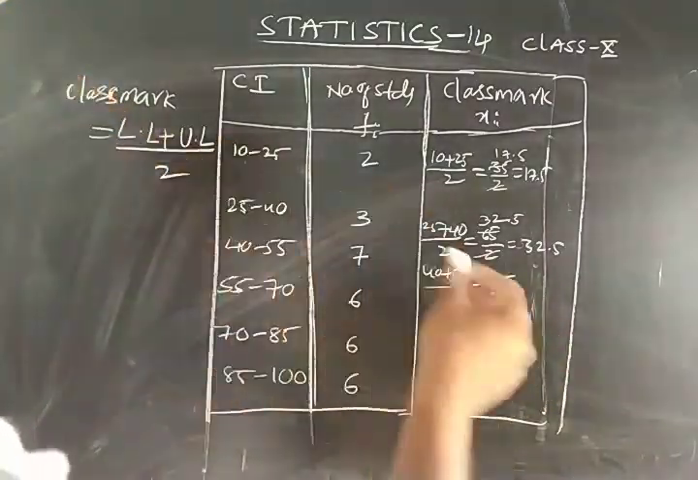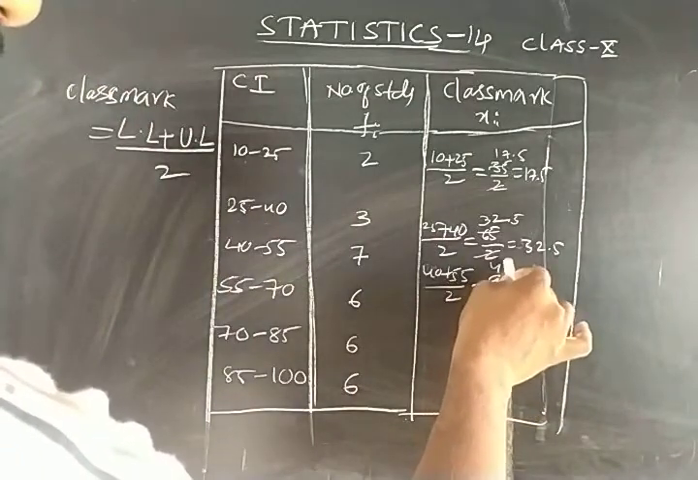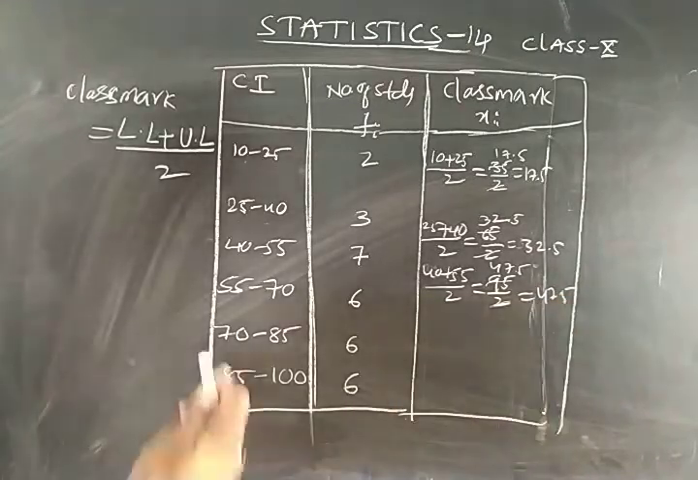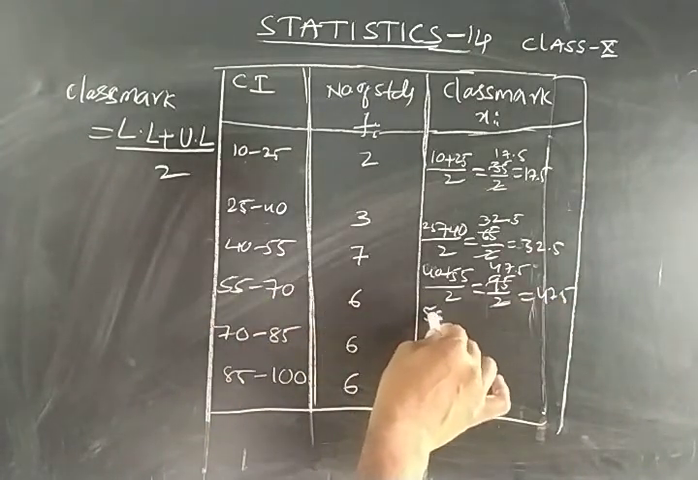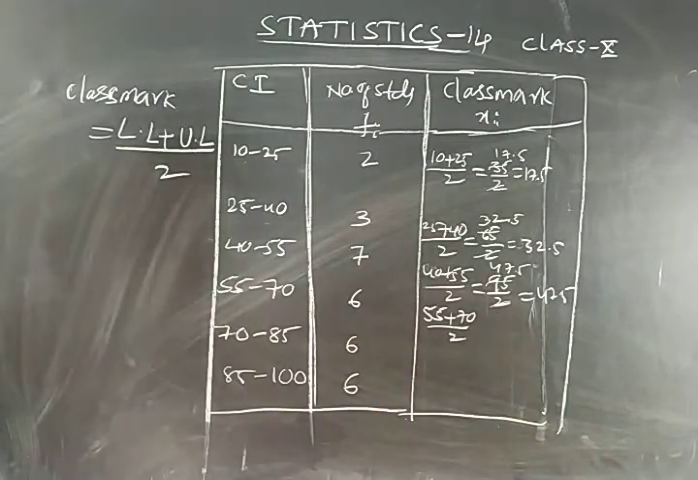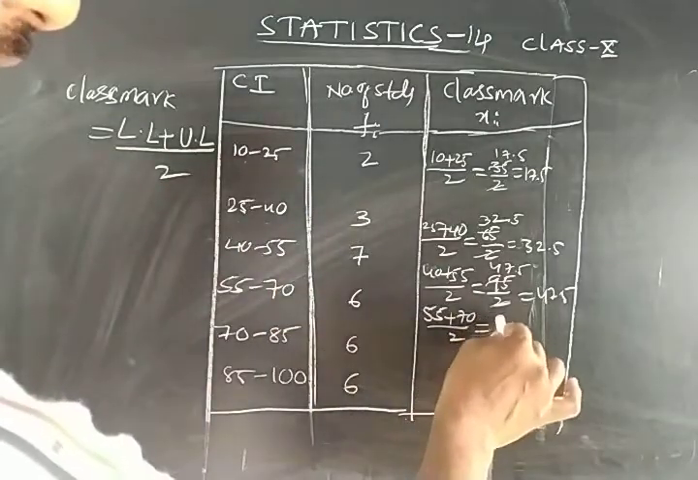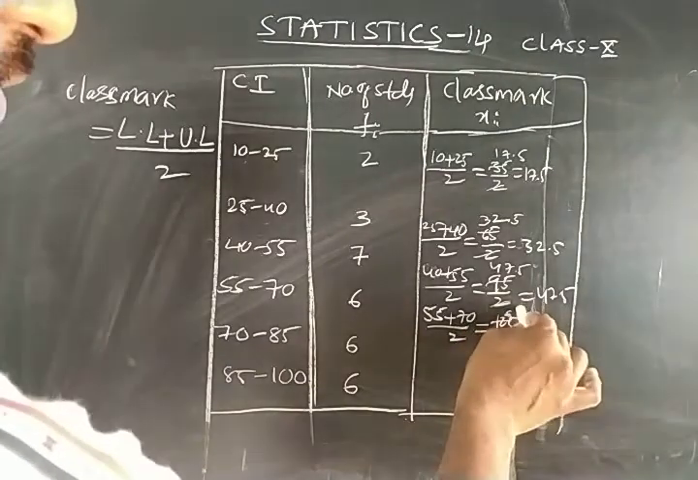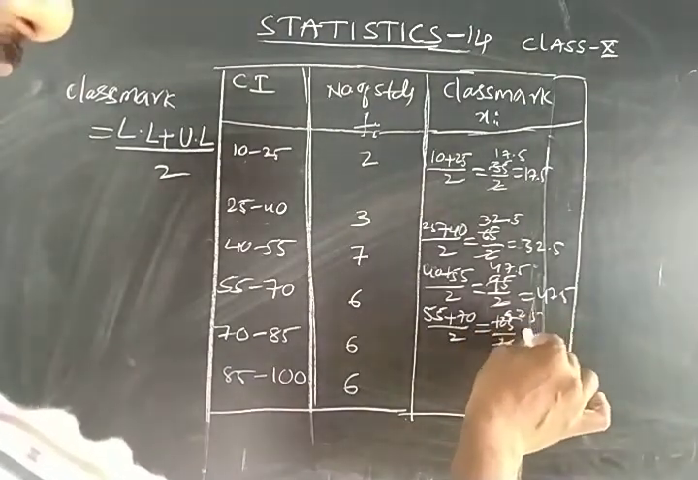95 by 2, 2 4s are 8, 2 7s are 14, 2 5s are 47.5. Next, 55 plus 70 by 2. 55 plus 70, 125 by 2. 2 6s are 12, 2 2s are 62.5.